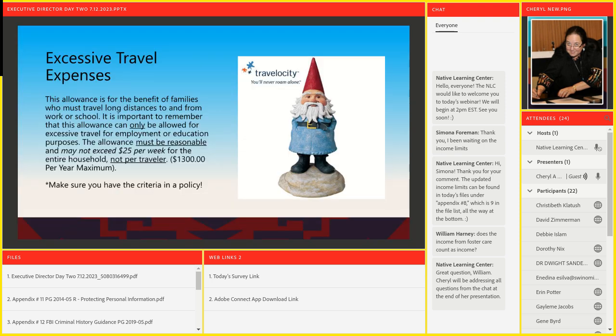Same thing as your excessive travel. The allowance is for the benefit of families who must travel long distances to and from work or school. Important to remember that this allowance can only be allowed for excessive travel for employment or education purposes. The allowance must be reasonable, may not exceed $25 per week for the entire household, not per traveler. $1,300 a year maximum. Make sure you've got your criteria within your policy.